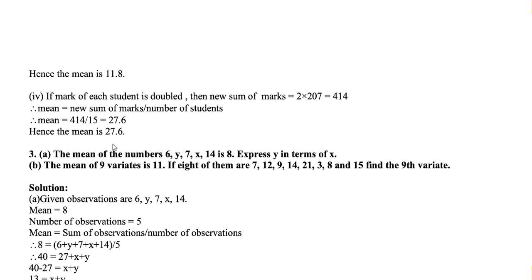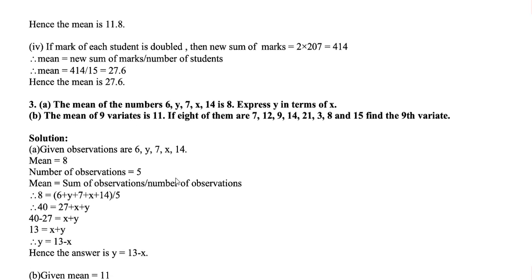Come to the next question. If the mark of each student is doubled, then the new total marks will be 207 into 2, that comes to 414, and mean is equal to the new sum of marks divided by the number of students. So 414 divided by 15, that comes to 27.6. 27.6 will be the answer. Come to the next question.